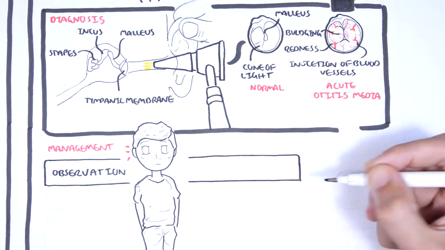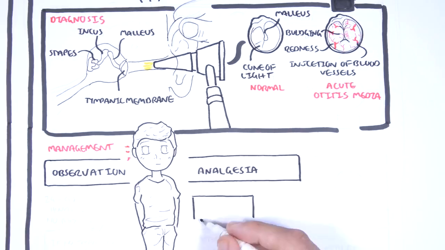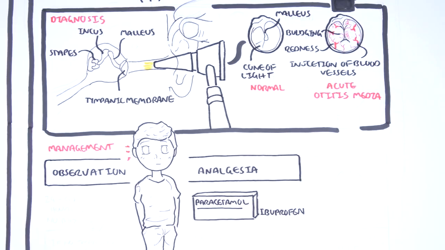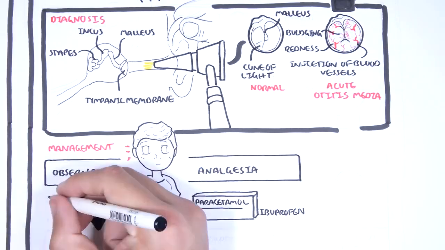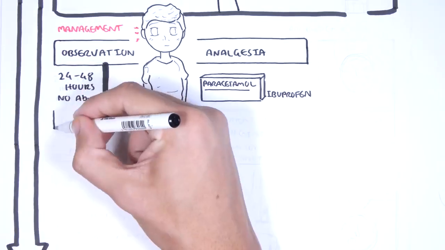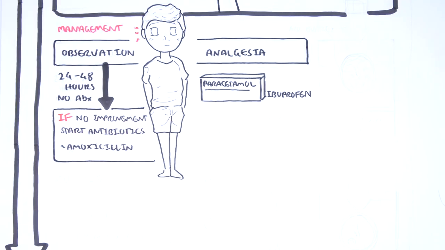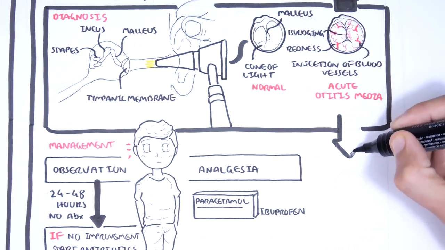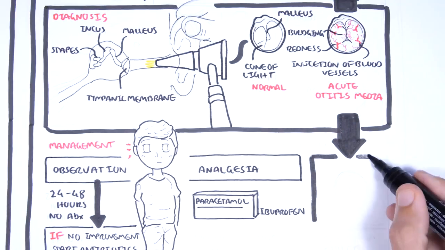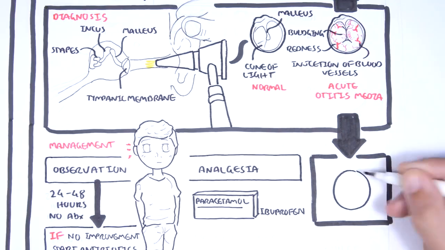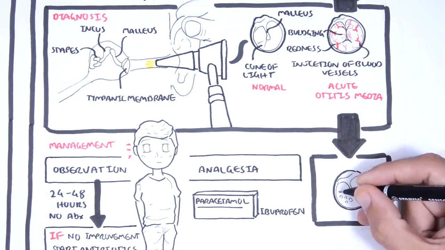Pain and fever in acute otitis media should be controlled with paracetamol or ibuprofen. If symptoms do not improve with analgesia after 48 hours, then a course of antibiotics is commenced. Typically, this is amoxicillin. Decongestants and antihistamines are not beneficial in the treatment of acute otitis media. When acute otitis media resolves, it then really becomes otitis media with effusion, usually.